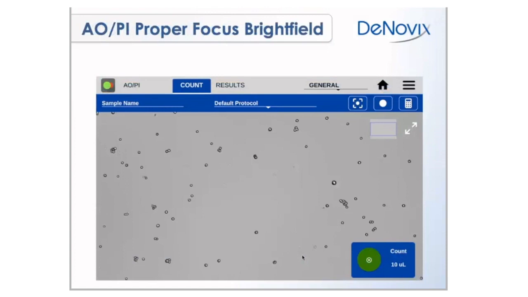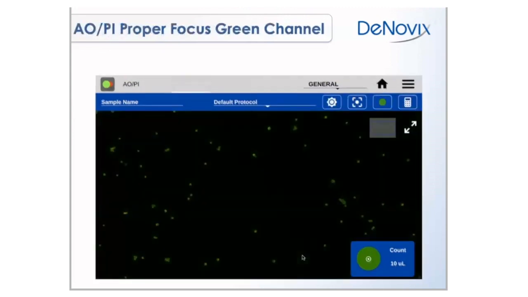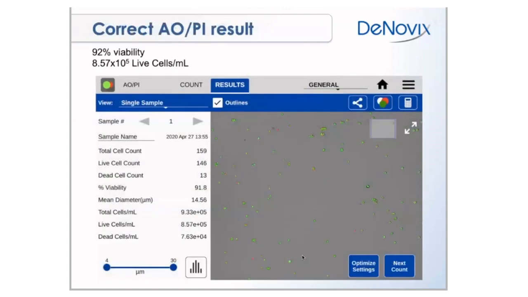So moving on from trypan blue now into proper focus for AOPI. Here is a properly focused Brightfield image. Here is the exact same image properly focused in the green channel. So you see some nice bright sharp cells fluorescing green there. And here's your count of that sample. You got about 92% viability and about 900,000 live cells per mil.